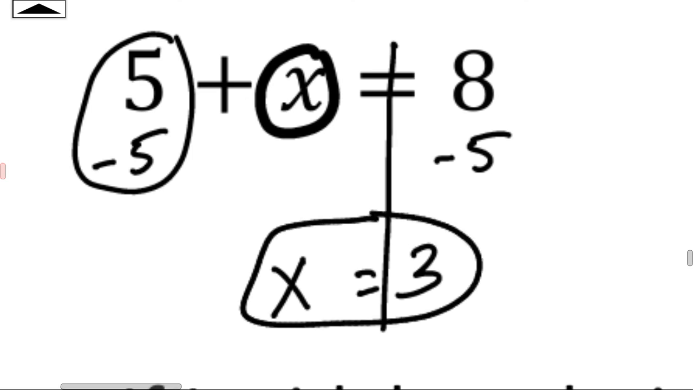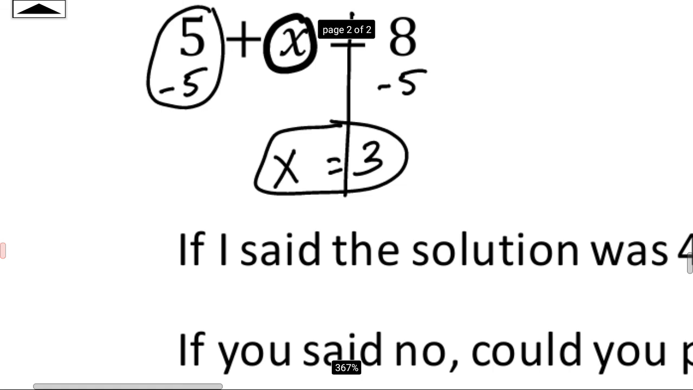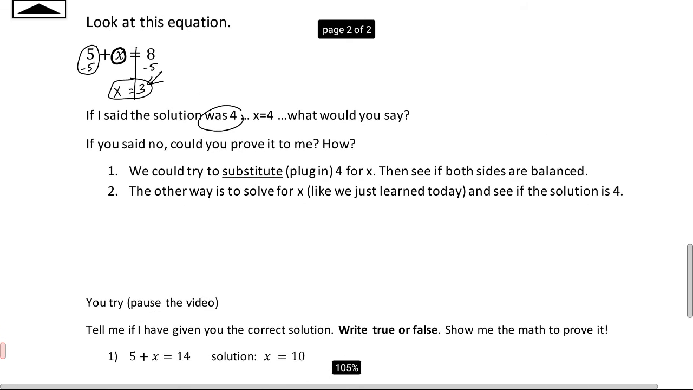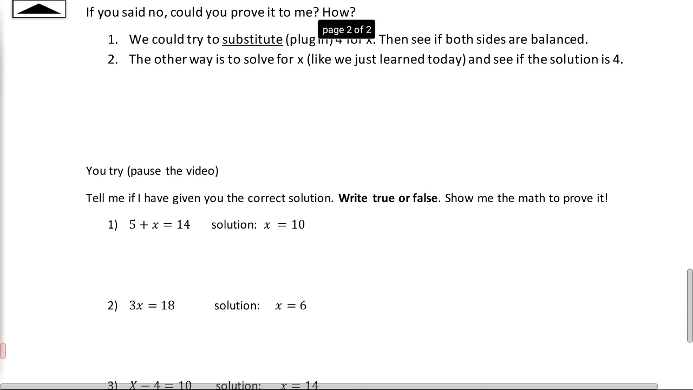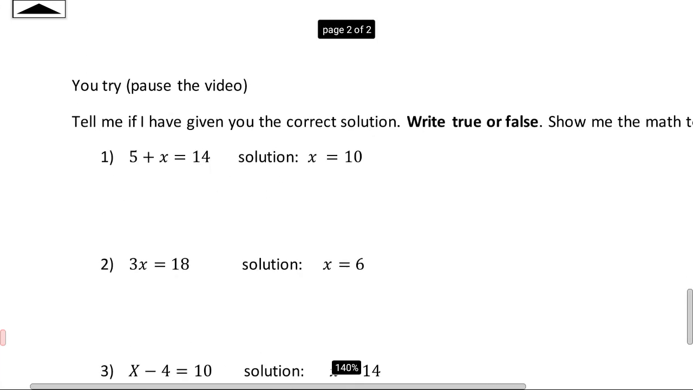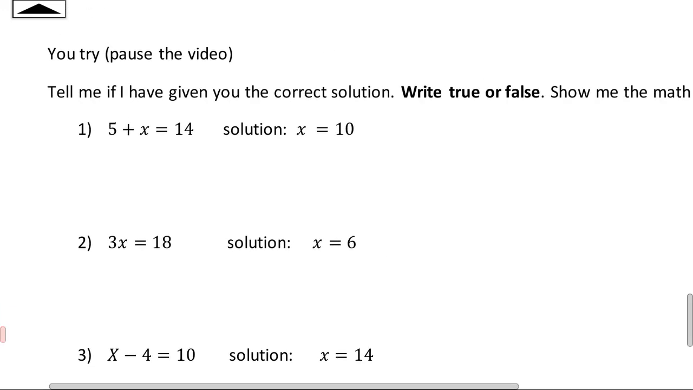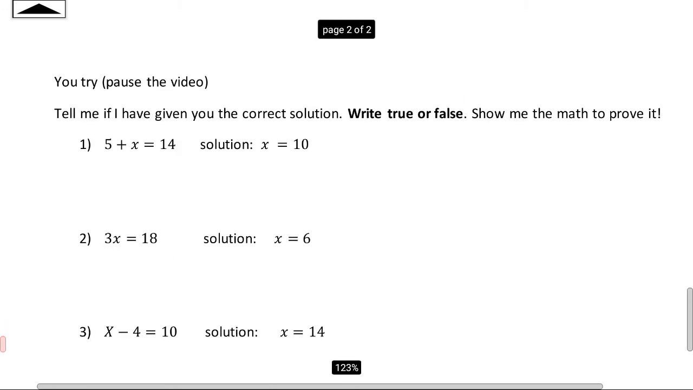So this is the second way we can do it. We can actually just solve it and see if we get the same answer as I said it was. So I said it was 4, and you say, nope, I used my algebra skills, and I found it to be a 3. Okay, here are a few problems. It says, tell me if I have given you the correct solution. Write true or false. Show me the math to prove it.